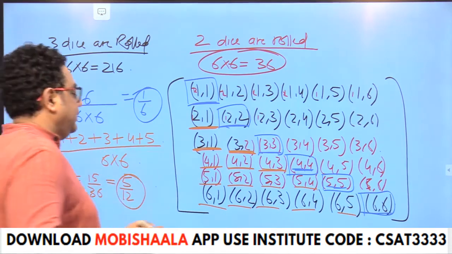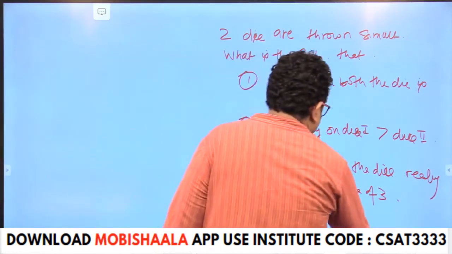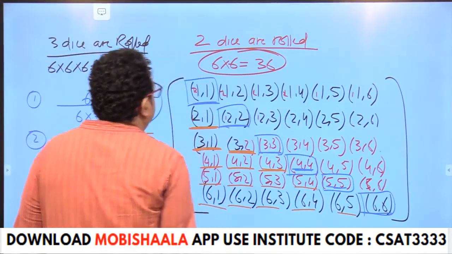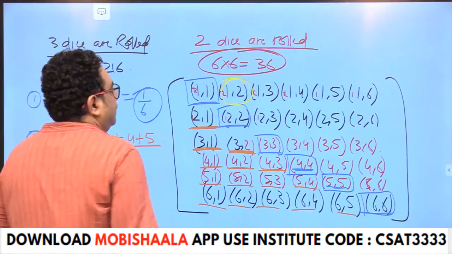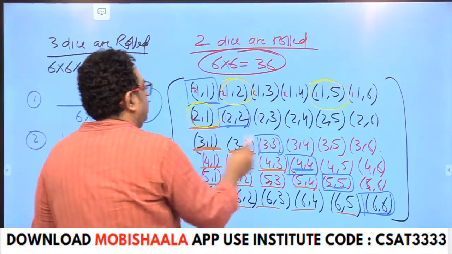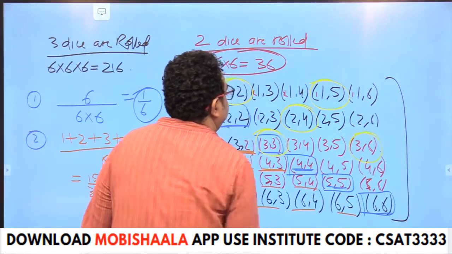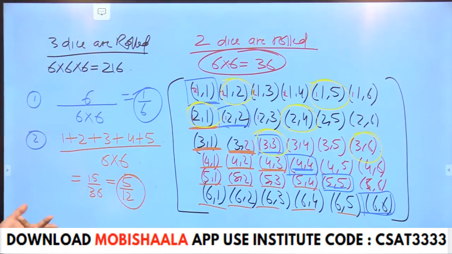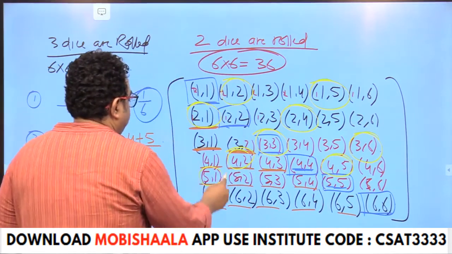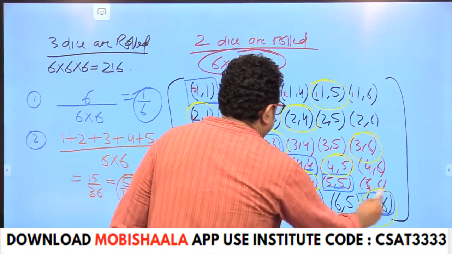Then the third question he says is, the sum of both the dice reading is a multiple of 3. So let me do it in yellow. 1-2, 1-5, 2 cases. And then 2-1, 2-4, see, 3-3, 3-6. So every line has 2 possible cases. Just check out 4-2, 4-5, 5-1, 5-4, 6-3, 6-6.